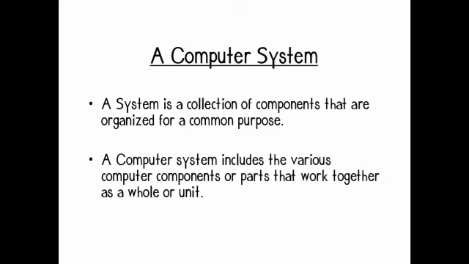Now, most people refer to a computer as a system. What is a system? A system is a collection of components that are organized for a common purpose. This has to do with various components working together to perform a single or a whole function.